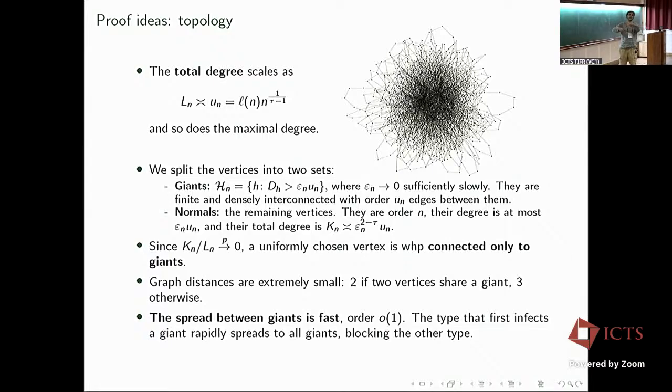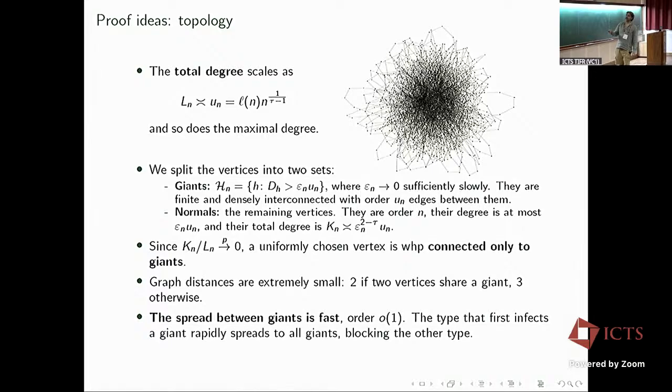And they form a complete graph between each other with a lot of multiple edges between each other, which is the real hub and core. And then everything else is over there. There are n nodes, basically, all the things outside. Then the degree is quite smaller. The total degree is something that still goes to infinity, but in a way which is lower than u_n, which is the degree of the giant.